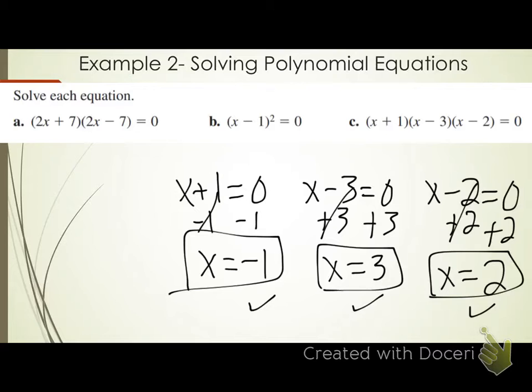Any questions on that? So if I had 5 things being multiplied together, I'll just take all 5 factors and set them equal to 0, right? If the equation equals 0. If the equation does not equal 0, I can't use the zero product property. I've got to do something else. Okay? Any questions on this example 2, A, B, or C? Okay, move on.